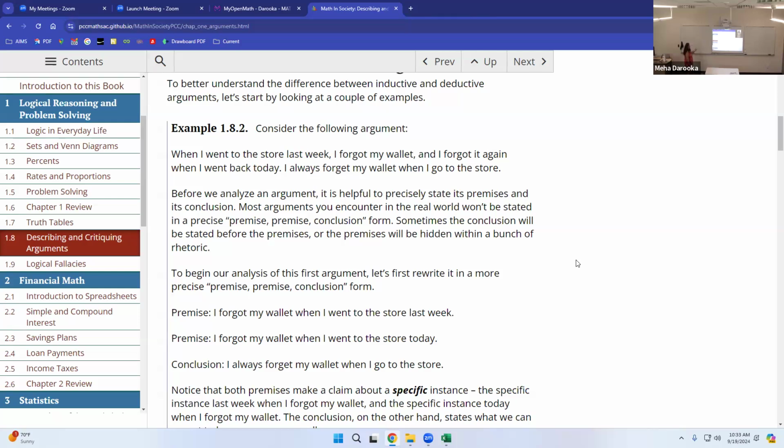All right, so let's take a look at this little example. I forgot my wallet when I went to the store last week, so that's a premise. I forgot my wallet when I went to the store today, so the conclusion, like I said, is I am always forgetting my wallet when I go to the store.